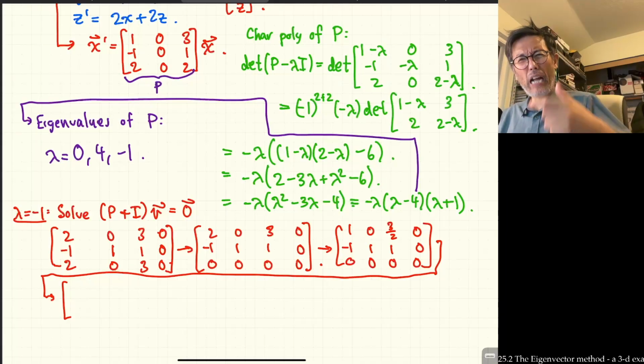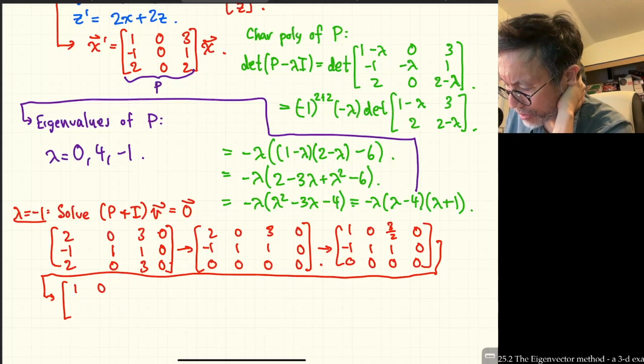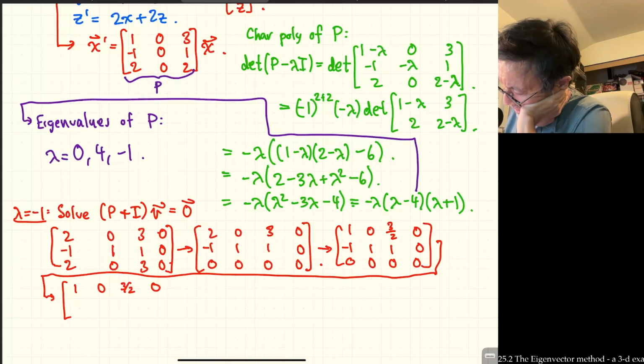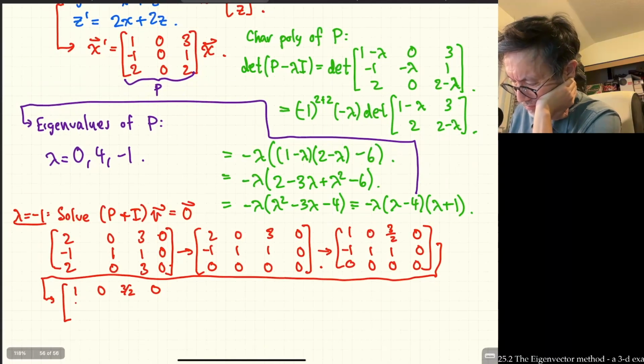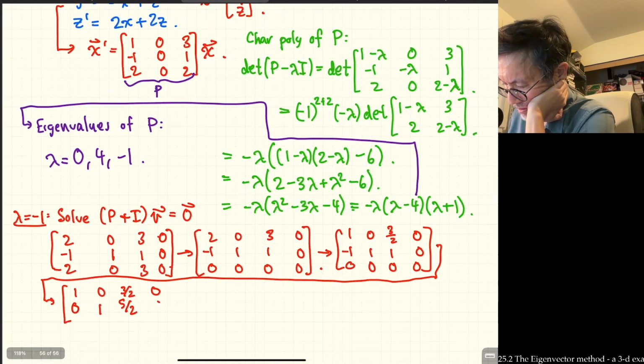So now what I'm going to do is add row 1 to row 2. 1, 0, 3 halves, 0. Add row 1 to row 2, so that's going to kill the -1, giving 0, and then leave that alone. This becomes 5 halves. And then 0. And then we have a row of zeros.